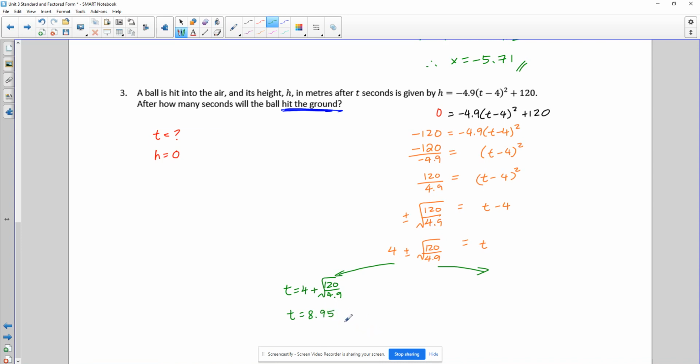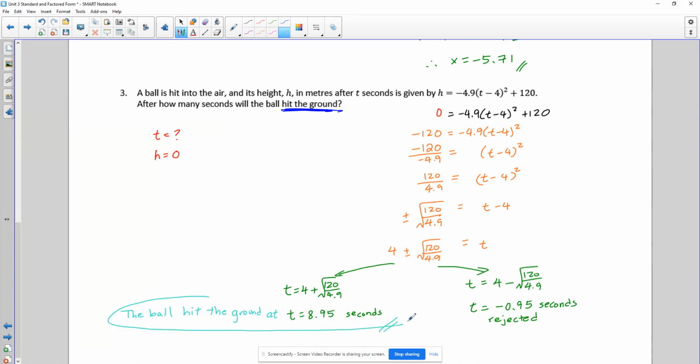Okay, now don't forget the units because this is, after all, a word problem. So how many seconds? So 8.95 seconds. Over here, we get 4 minus square root 120 over 4.9. So 4 minus square root bracket 120 divided by 4.9 and bracket equals. So I got negative 0.95 seconds. Now, as mentioned in the previous lesson, we cannot have negative time, so this is actually rejected. So the only possible answer is this one, okay? The ball hit the ground at t equals 8.95 seconds. This is the final answer.